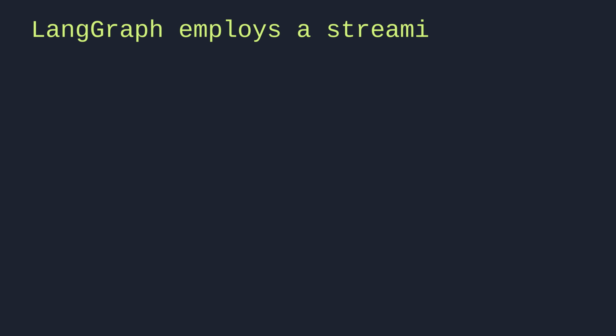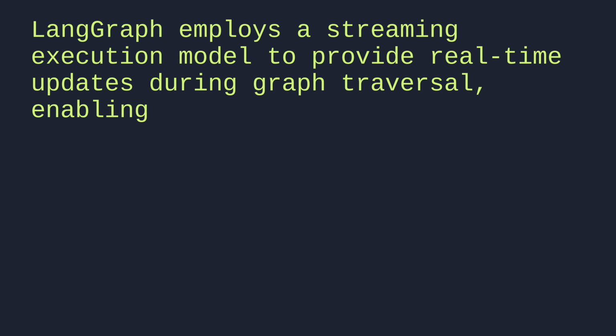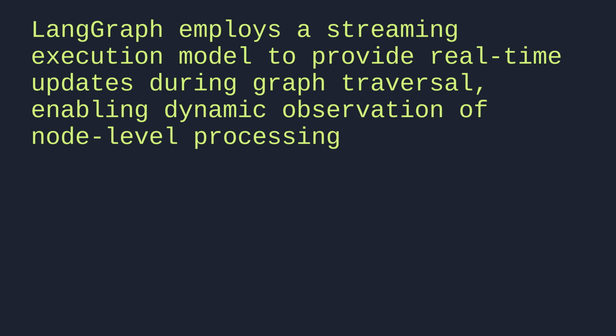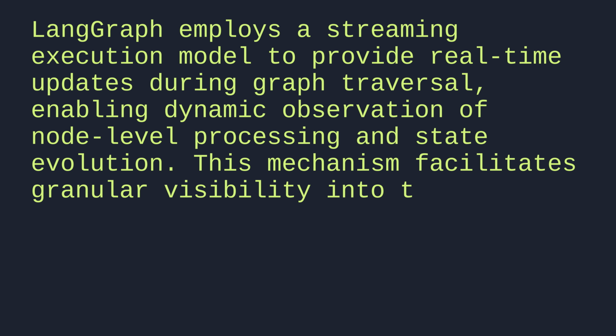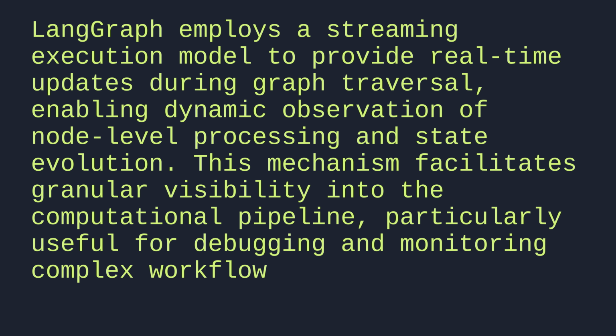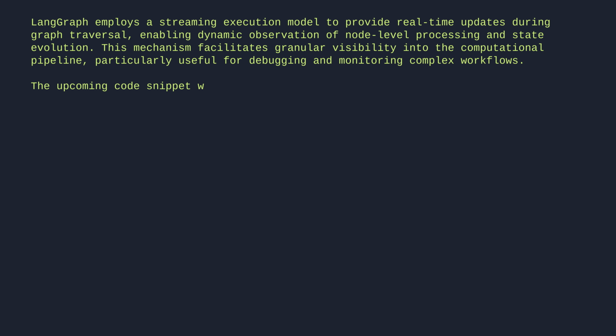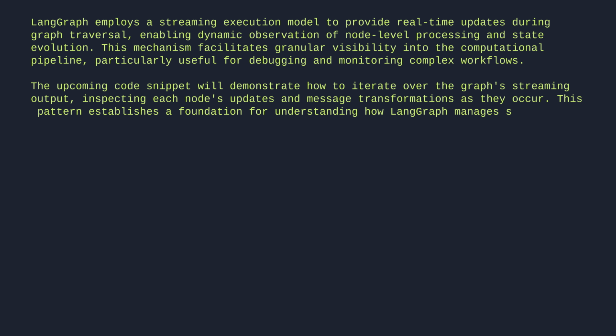LangGraph employs a streaming execution model to provide real-time updates during graph traversal, enabling dynamic observation of node-level processing and state evolution. This mechanism facilitates granular visibility into the computational pipeline, particularly useful for debugging and monitoring complex workflows. The upcoming code snippet will demonstrate how to iterate over the graph's streaming output, inspecting each node's updates and message transformations as they occur. This pattern establishes a foundation for understanding how LangGraph manages state propagation and node interactions in a reactive manner.